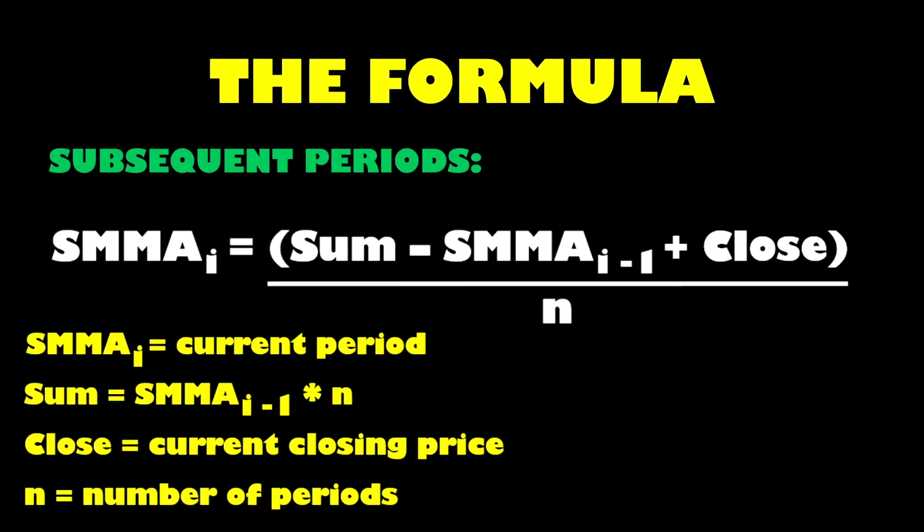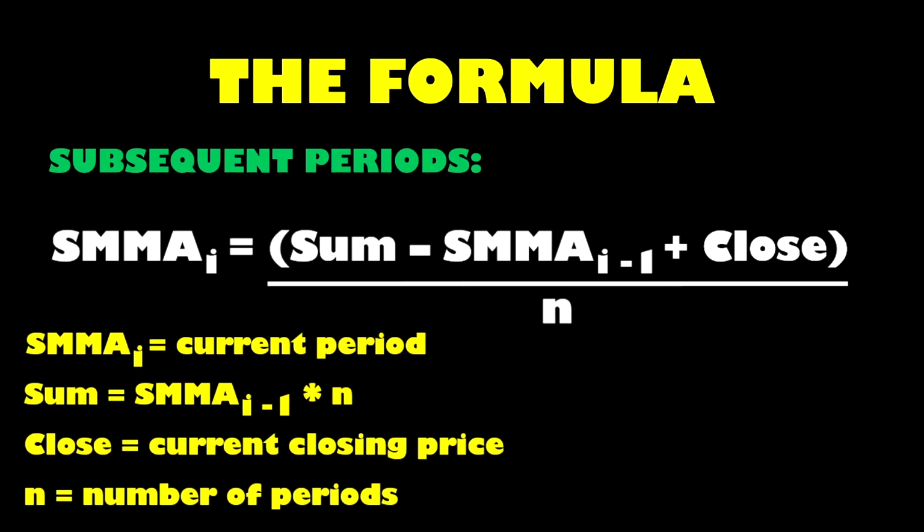First, you need to calculate the sum part, which is the smooth moving average value of the previous period multiplied by the number of periods that you've input. It's included in the key on the left hand side, and do remember, if this is just the second period that you're calculating, then the previous smooth moving average will be that simple moving average that we calculated before, and from then it would be the smooth average value.